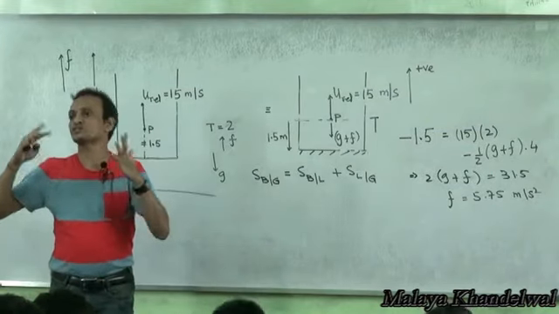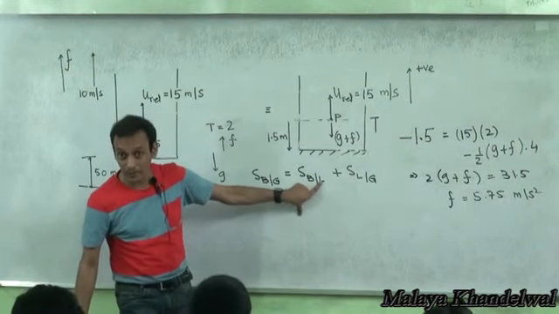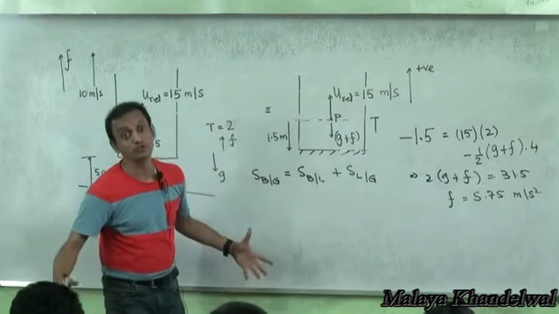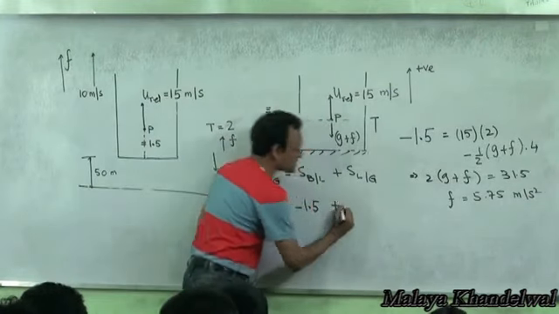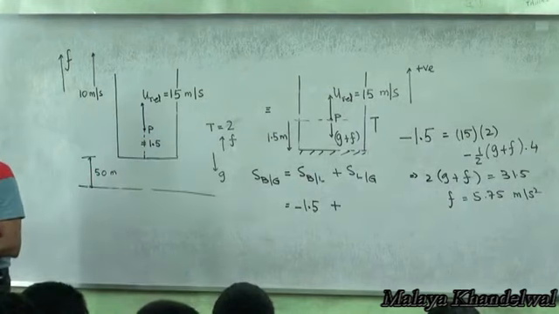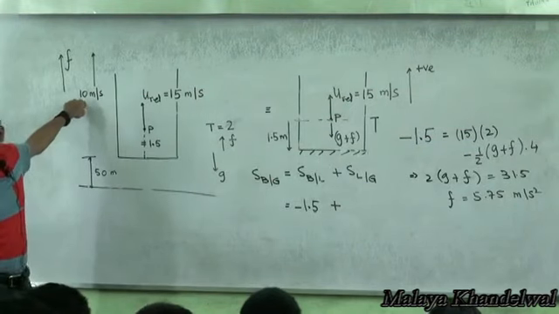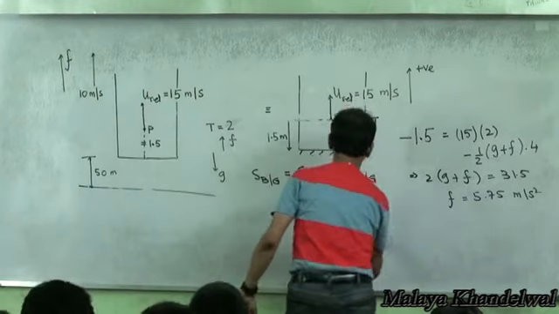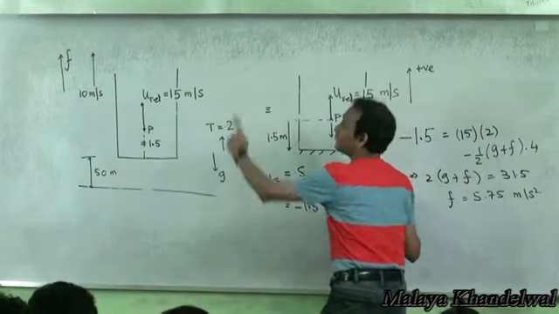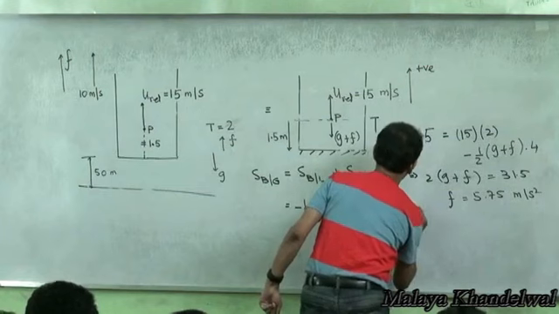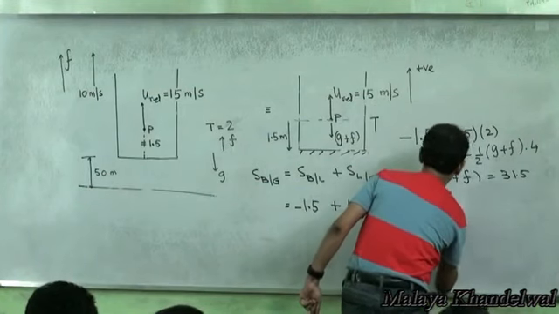Now again, let me choose upward positive, downward negative. So the displacement of the bullet with respect to the lift is going to be minus 1.5 in 2 seconds. Minus 1.5 plus the displacement of the lift with respect to the ground, which is ut plus half f t squared, where u is 10 meters per second for the lift. So the initial velocity term is 10 into 2, and the acceleration is f upwards, so half of 5.75 into t squared, which is 4.